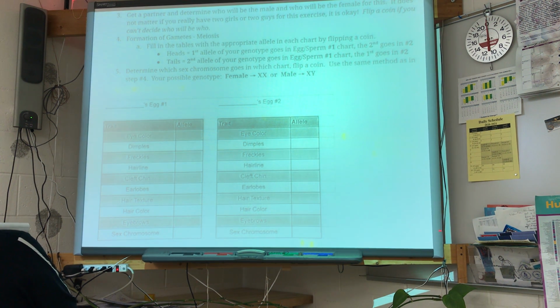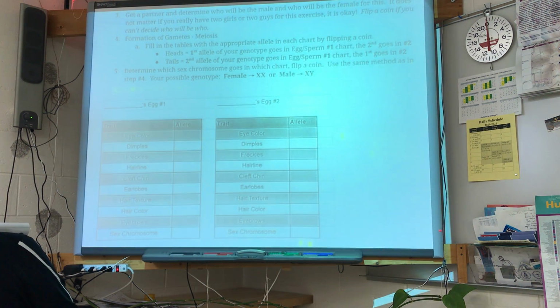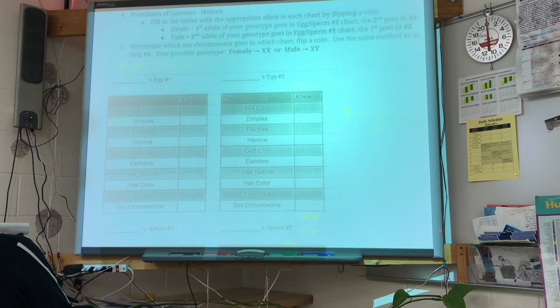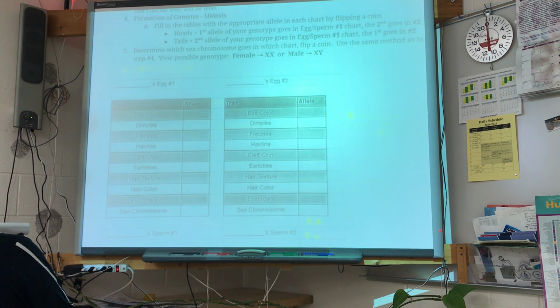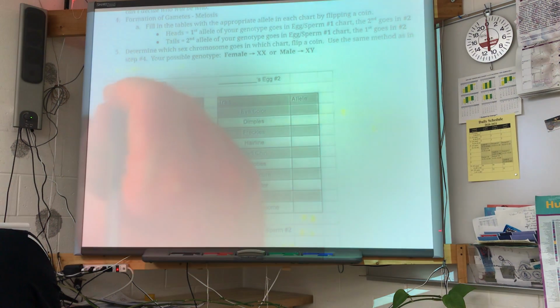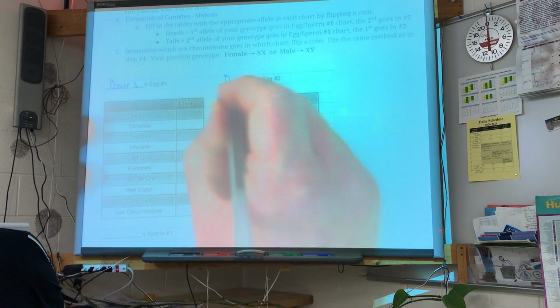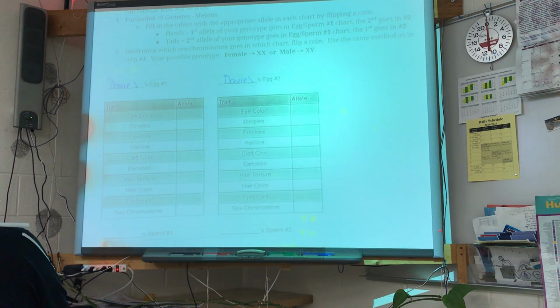Unbiased coin. So what's going to happen is you can't do this step yet, because you don't know if you're going to be the boy or the girl in your partnership. Mr. DeBoer and I are going to make a hypothetical baby together, and I am going to be the female, and Mr. DeBoer is going to be the male. Mr. DeBoer's genotype that he circled on page 1 is going to go in the bottom where it says sperm 1, and sperm tube.